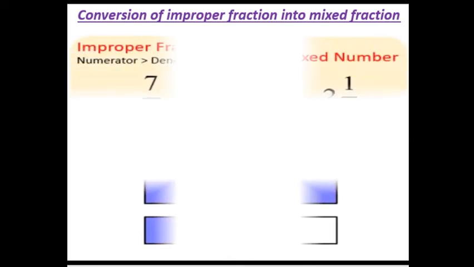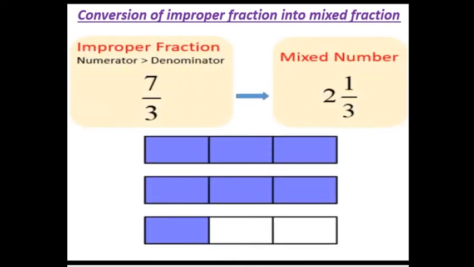So let us see an example here, 7 upon 3. 7 is the numerator and 3 is the denominator. So you can see here the numerator is greater than the denominator. Now how are we converting improper to mixed fraction? See, here there are 3 blocks given. How many parts are shaded? 1, 2, 3, 4, 5, 6, 7. 7 parts are shaded out of 3 blocks. So we can say improper fraction.